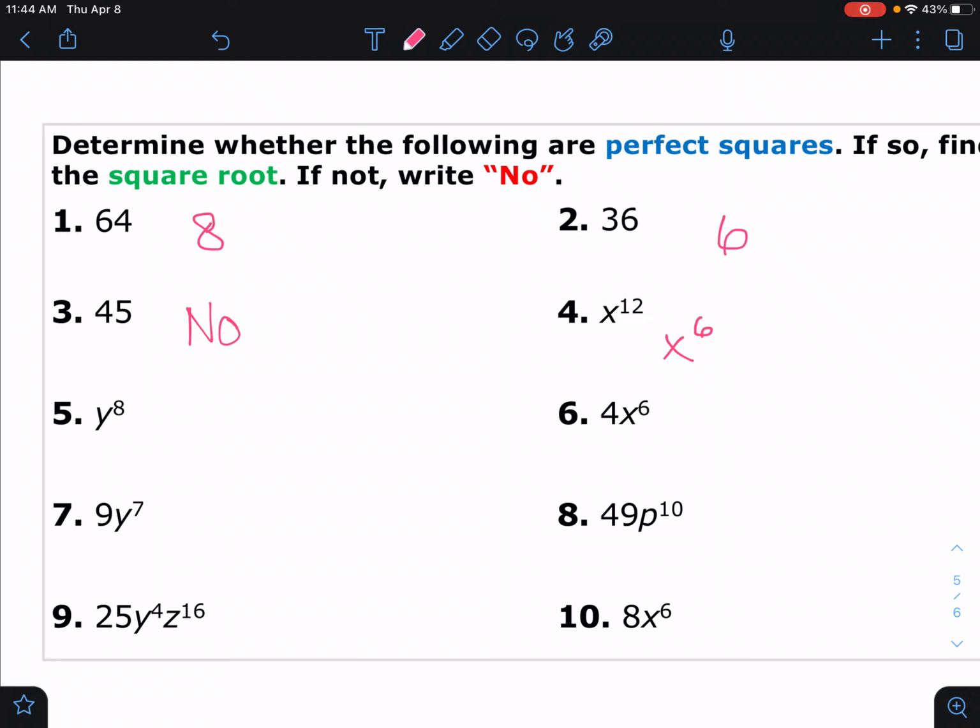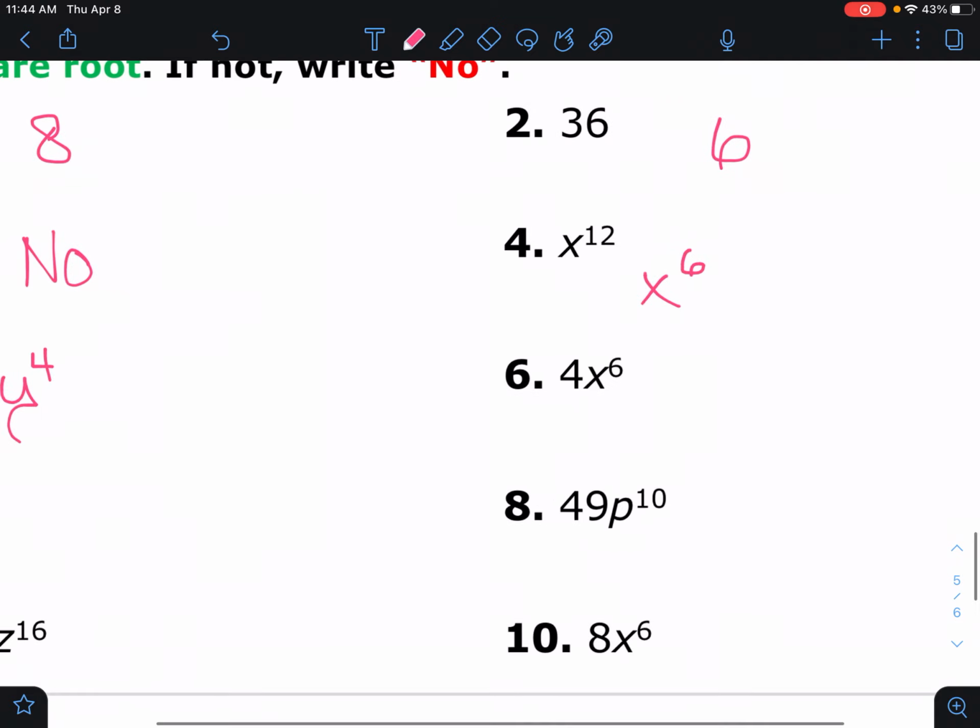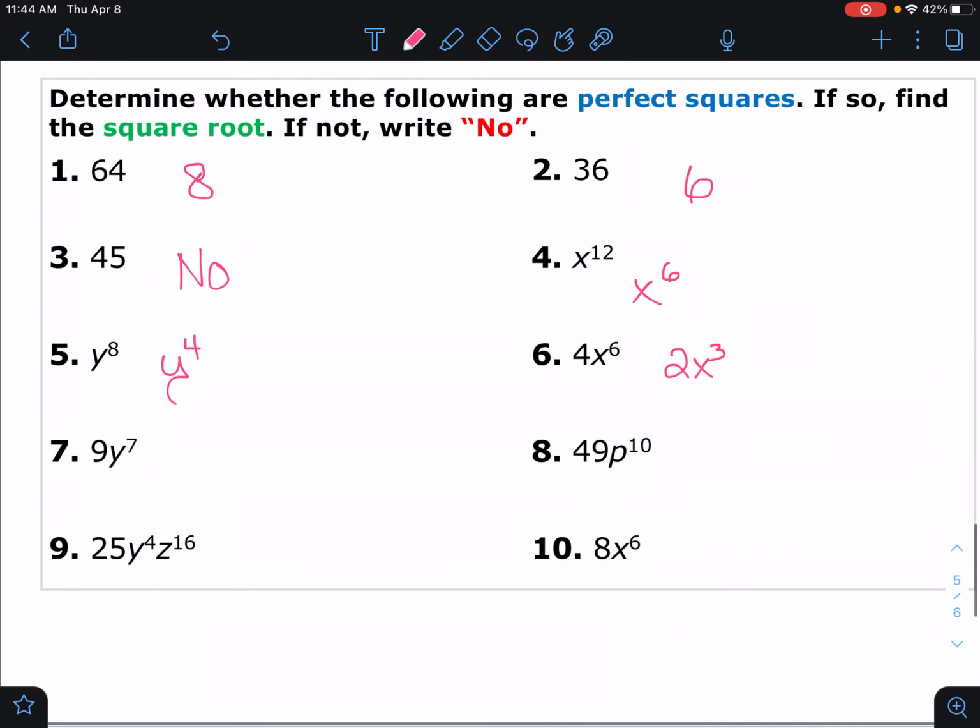So, okay, how about y to the 8th? Yup, even. So the square root then would be y to the 4th. Okay, for 4x to the 6th, both parts, remember, this part and this part have to be perfect squares. So yes, well, the square root of 4 is 2. X to the 6th, yes, because it's even, so the square root of that is x to the 3rd. So the square root of 4x to the 6th would be 2x to the 3rd.